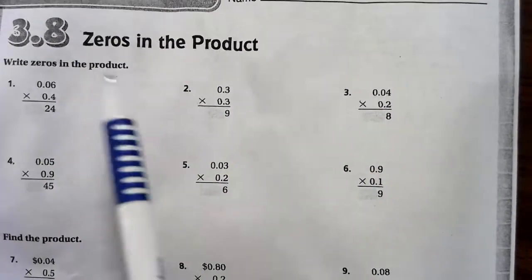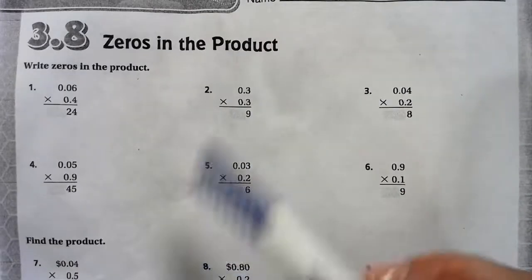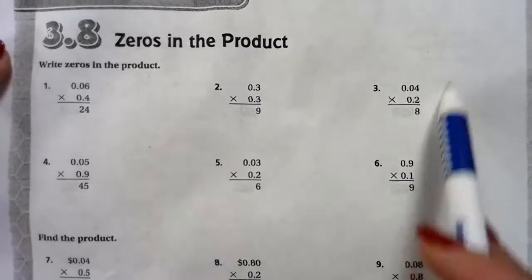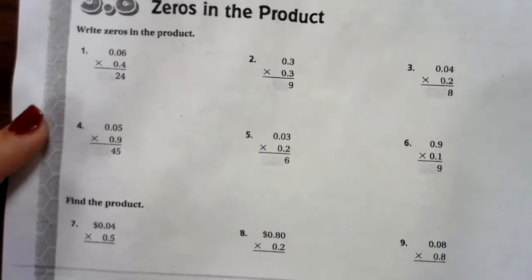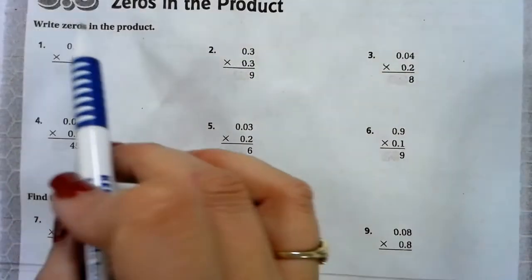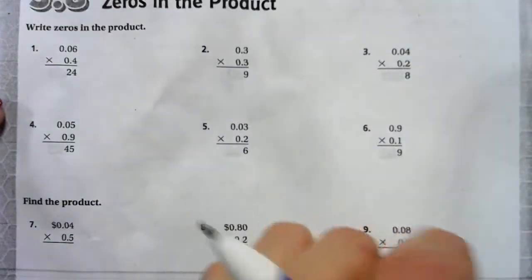All right, so we're going to just look at some zeros in the products just to clear up any information. So Ms. Webster's going to do these with you. You can skip those 2 bottom word problems, and then you have your 6 word problems on the back, okay? So we're going to do these 6 together. Write zeros in the product. So we're looking at what are we actually doing.